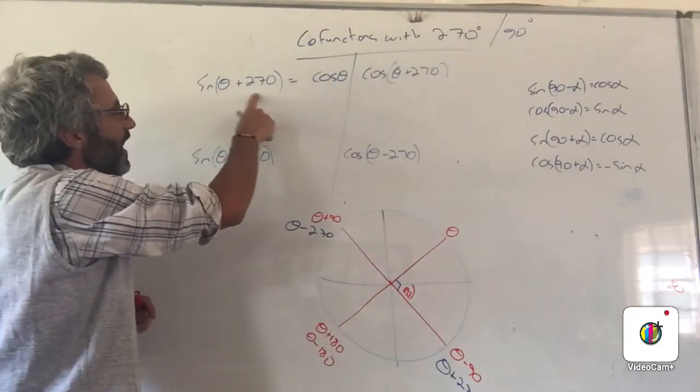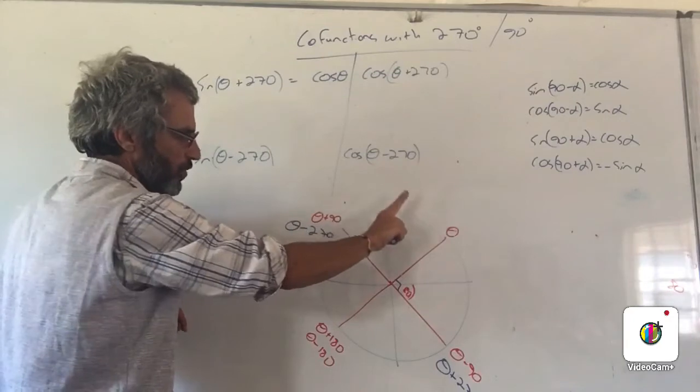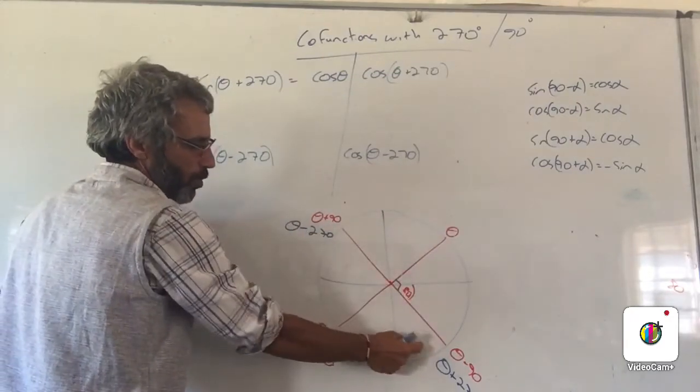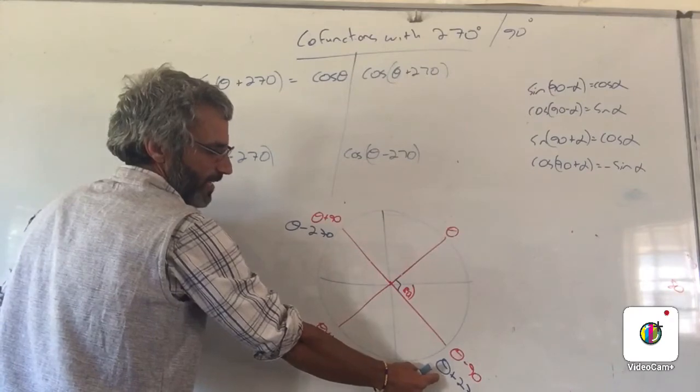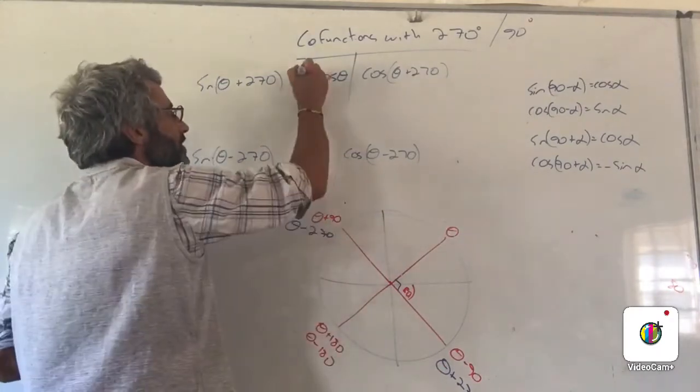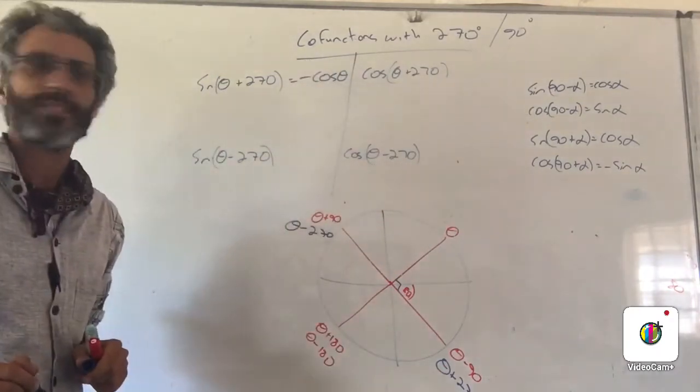So I'm looking at sine theta plus 270. That means we are in the third quadrant. What happens to sine here? Is that negative or positive? Negative. We'll give it a negative.